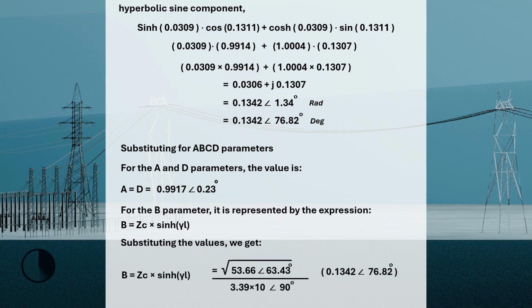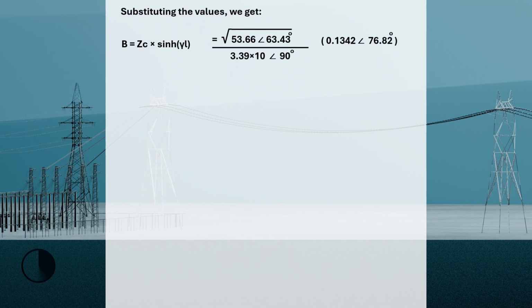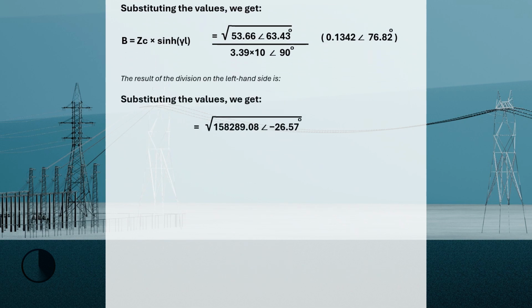Square root of 53.66 at an angle of 63.43 degrees, all over 3.39 times 10 raised to power minus 4 at an angle of 90 degrees, all times (0.1342 at an angle of 76.82 degrees). On the left-hand side, the result of these calculations is 158,289.08 at an angle of minus 26.57 degrees. Multiplying this by the right-hand side, the value of parameter B becomes 53.39 at an angle of 63.54 degrees.